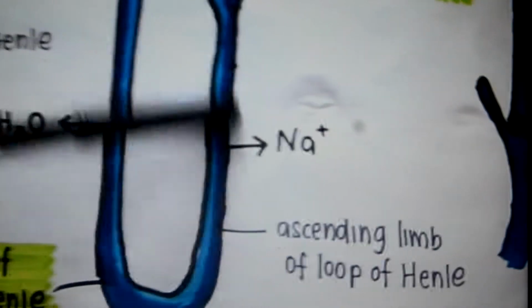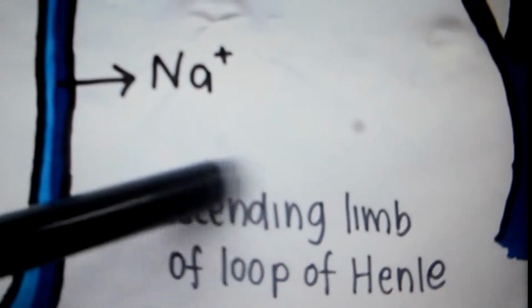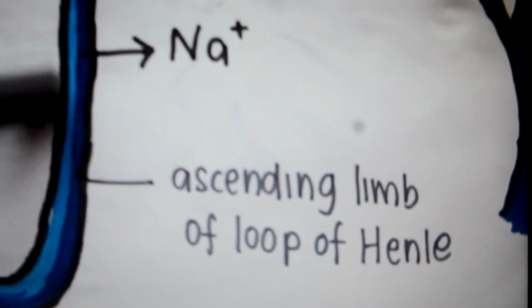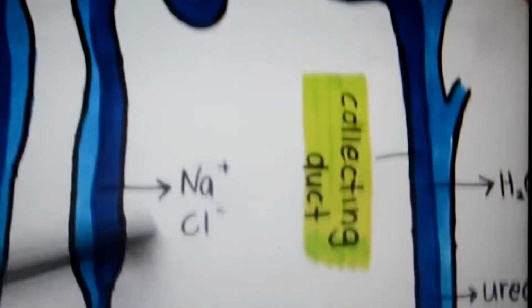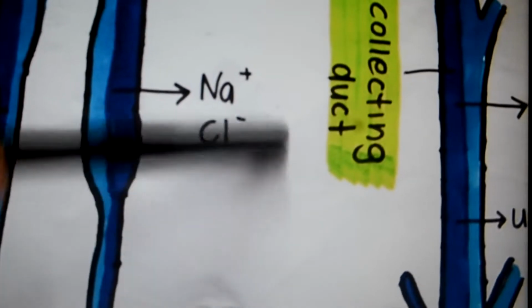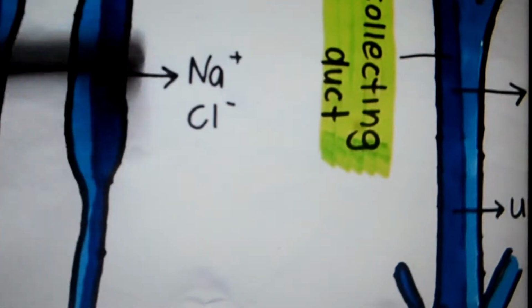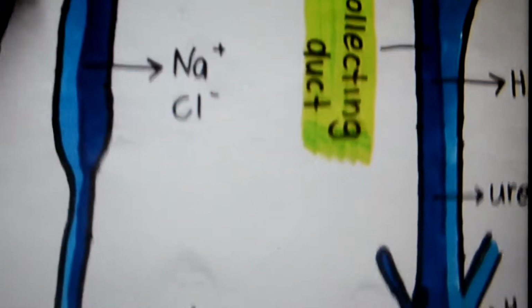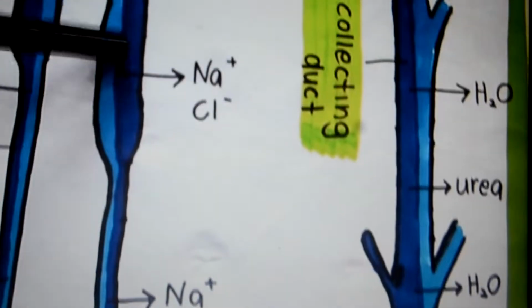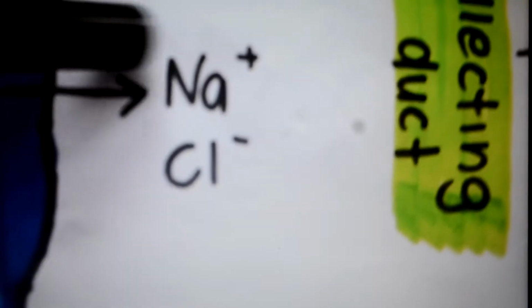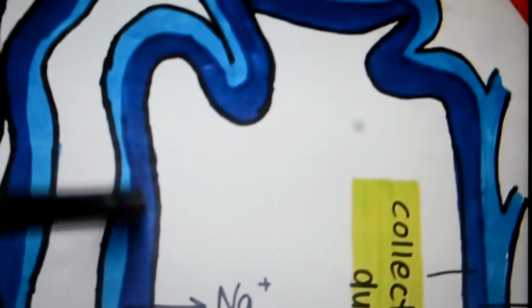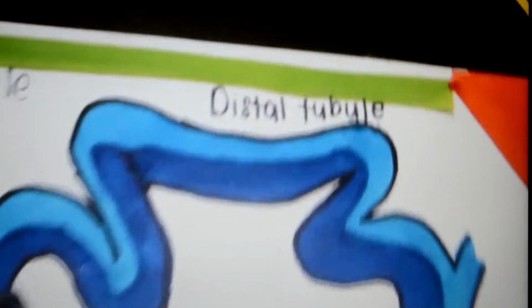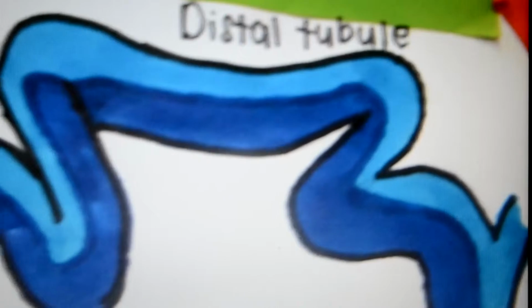The ascending limb is relatively impermeable to water. As the filtrate flows up the loop of Henle, the sodium ions and chloride ions diffuse out from the thin segment of the ascending limb to the interstitial fluid in the medulla. In the thick segment of the ascending limb, the sodium ions and chloride ions are actively transported into the interstitial fluid of the renal medulla. The filtrate entering the distal tubule is hypotonic to the peritubular fluid.